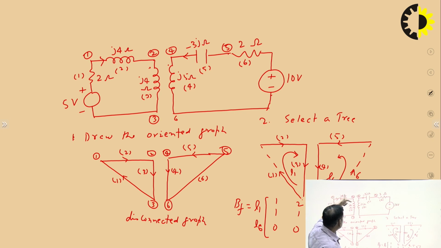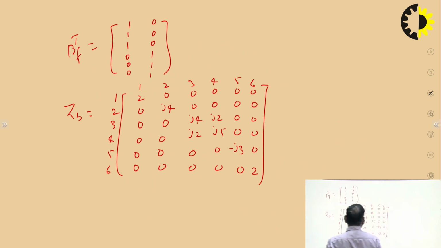Suppose in one branch the current is entering the dot and in the other branch the current is leaving the dot. In that case the mutual voltages will oppose each other, so we take the negative sign. Here all the off diagonal elements will be positive, because in both the windings current is entering. Otherwise take the negatives. Once we have written ZB, then we can find ZL.